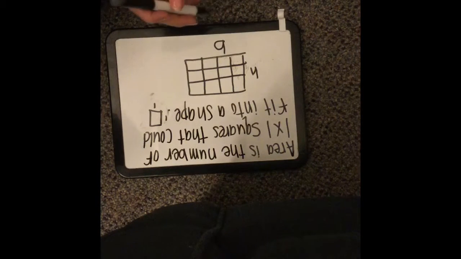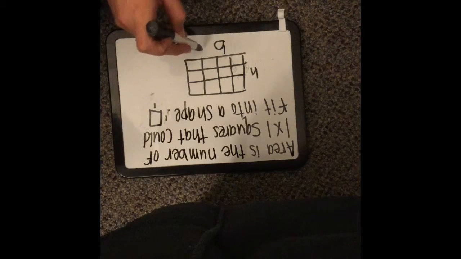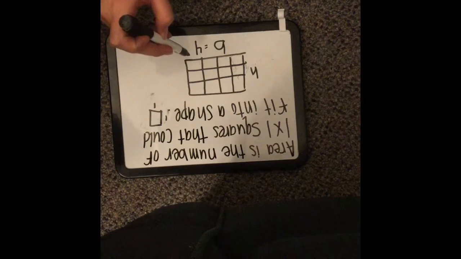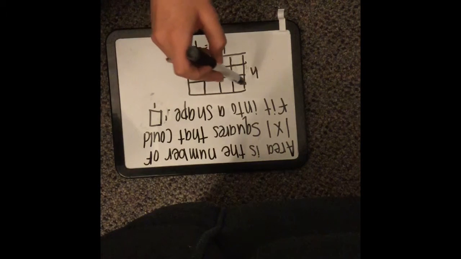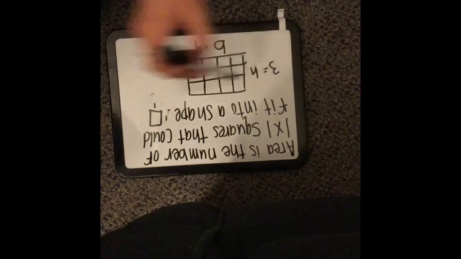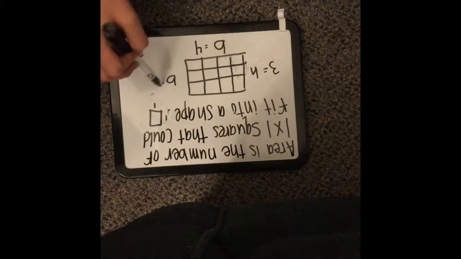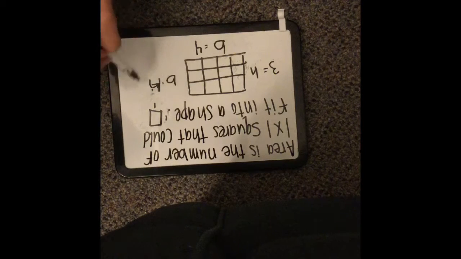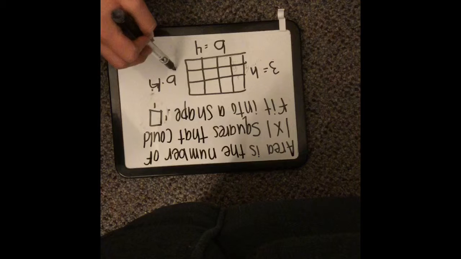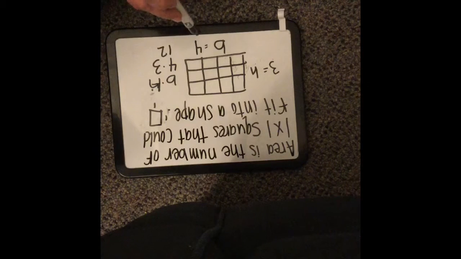In this case, there are 4 columns, 1, 2, 3, 4. So our base equals 4. And 3 rows, 1, 2, 3. So our height equals 3. So we do base times height to find the area. In this case the rectangle is 4 times 3. So we see that the area of this rectangle is 12 because we discovered that there are 12 1 by 1 squares in the rectangle.